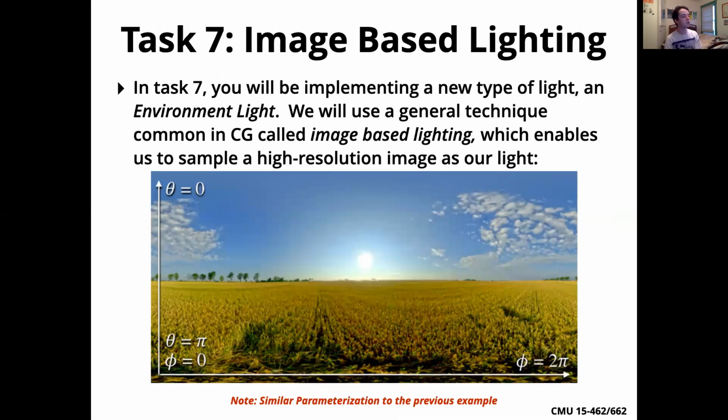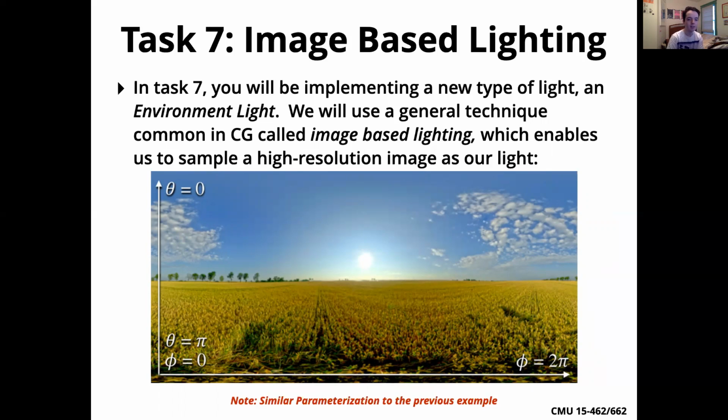Okay, so I want to talk a little bit now. I'm jumping around the tasks because task 7 is totally different from tasks 5 and 6. So in task 7, you're going to be implementing a new type of light. It's an environment light. This is referring to a generally very useful and common technique in CG called image-based lighting. You see this all the time, even in games outside of path tracing. You see it all the time inside of path tracing, right?